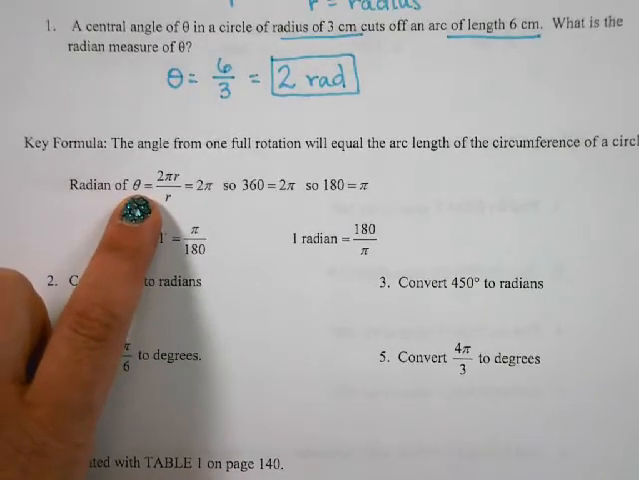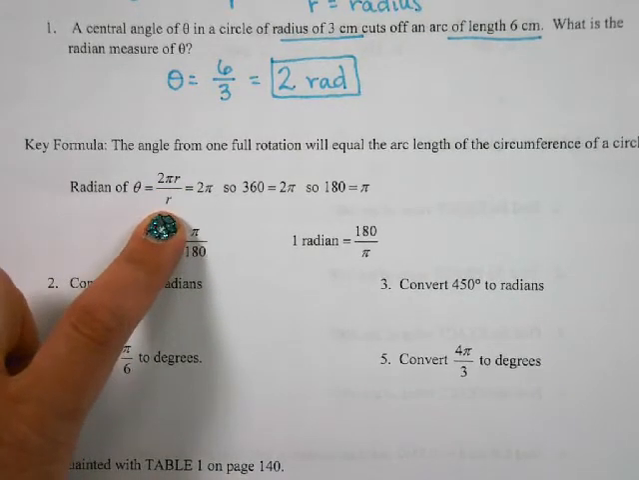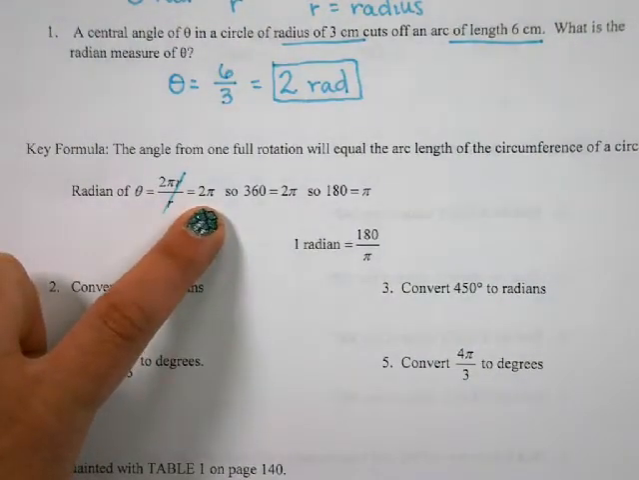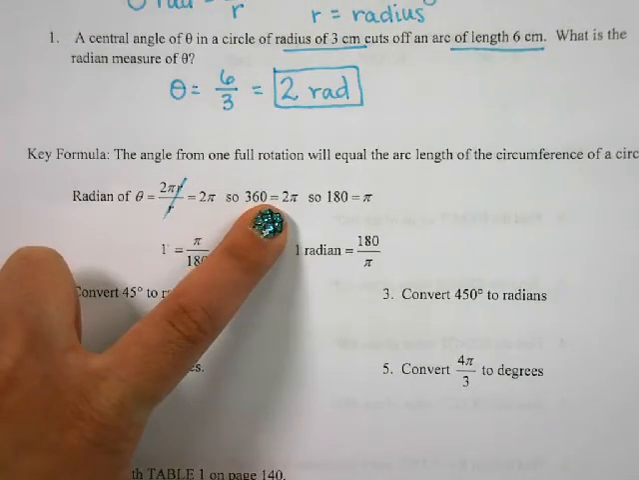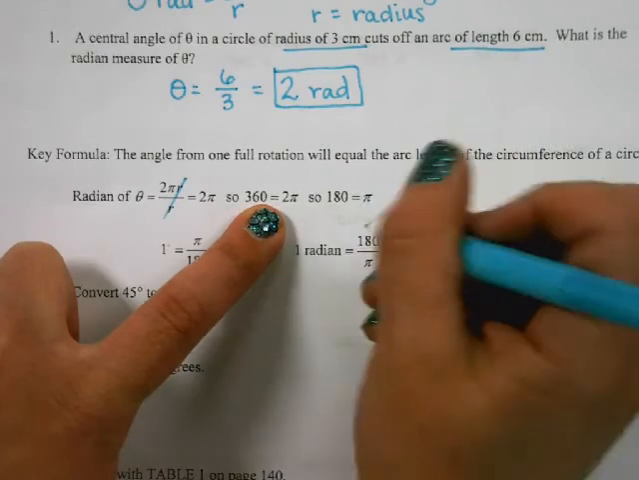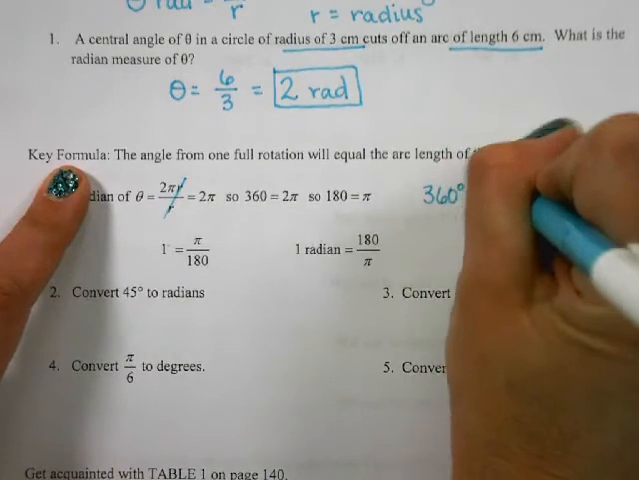Okay, so what that's saying, here's my formula. If I take 2 pi r, that's the circumference. Would you agree with that? And I divide it by my radius, which is r. What happens to those r's? They cancel, and I'm left with 2 pi. So if I go 1 full rotation around the circle, 360 degrees is the same as 2 pi radians. Would you agree with that? Yeah. You see where that comes from? Let me write it here. 360 degrees equals 2 pi radians.